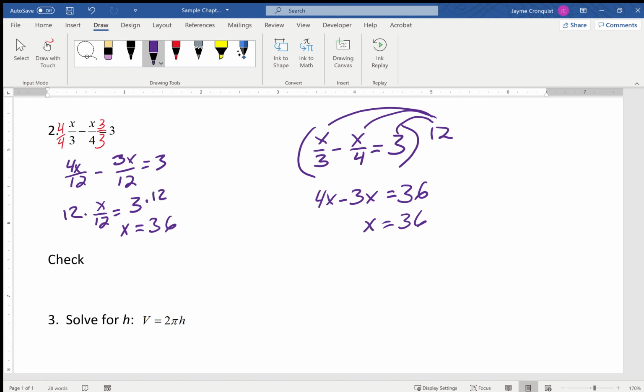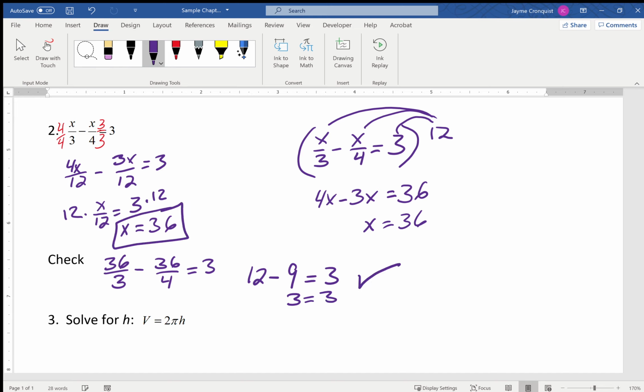To check this, we plug in 36. I have 36 over 3 minus 36 over 4 equals 3. Well, 36 divided by 3 is 12. 36 divided by 4 is 9. And sure enough, 12 minus 9 is 3. So I go back and I box my answer, whichever way I chose to do it.